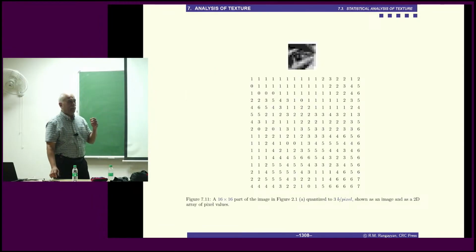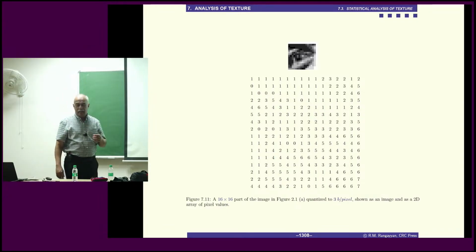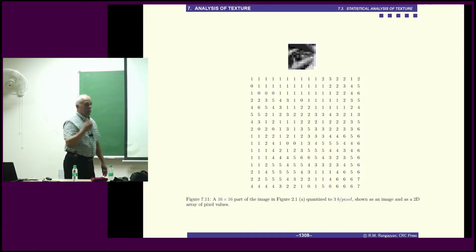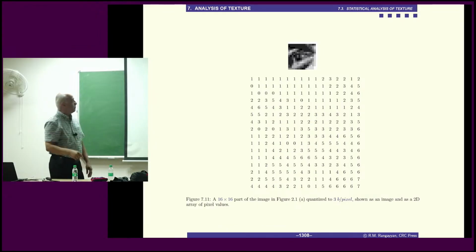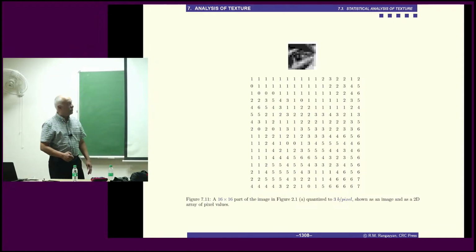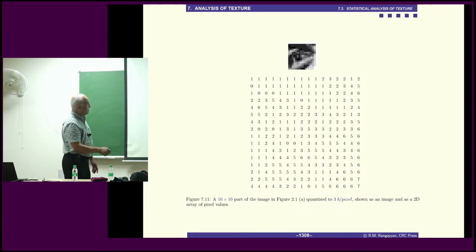Mostly that doesn't matter, but in some cases that may be required. Well, this is my right eye. You have seen my picture earlier. I took that piece, and it's a 16 by 16 pixel image, and I re-quantized to 3 bits per pixel. So the values are between 0 and 7, and those are the values.